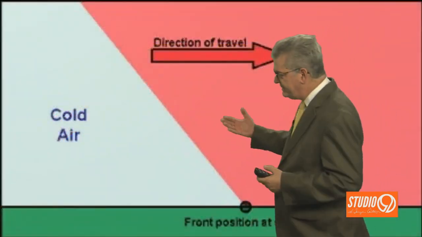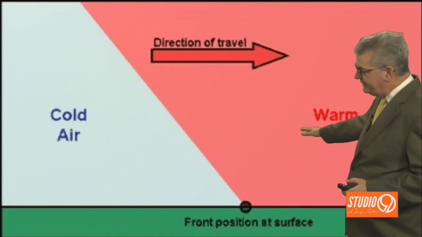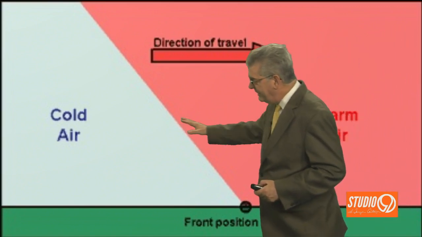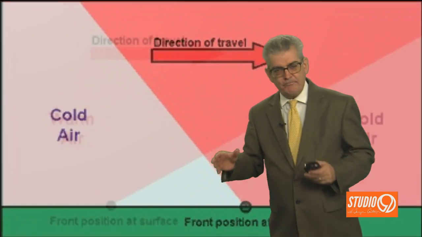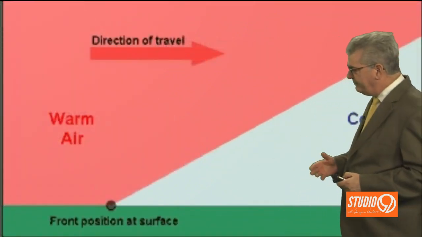To give you a scenario, when you have a cold front moving in, it's wedging in and pushing into the warmer air. Basically you're looking at the cold air pushing into the warmer air, like that. And then when you have the warm air moving northward, then you've got that moving into the colder air.